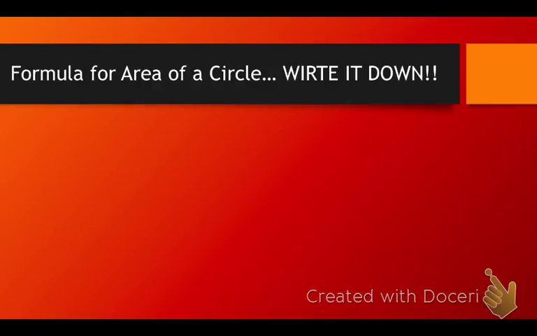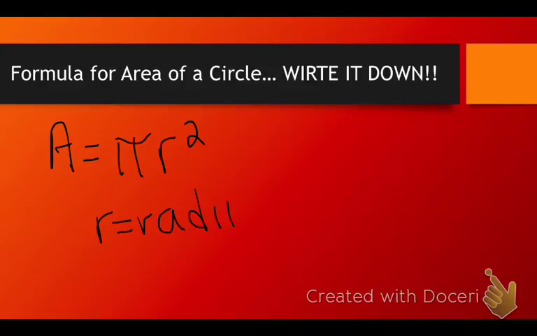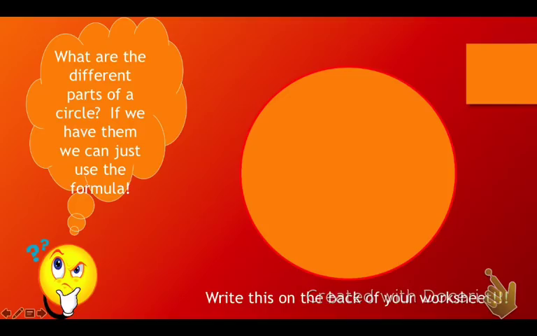Alright, so the formula for the area of a circle, write it down in your notes on the paper that you are using, is pi r squared. Area of a circle is pi r squared, where r equals the radius. If you don't remember what that is, the next slide is going to help you understand what radius means. And pi is 3.14, roughly.